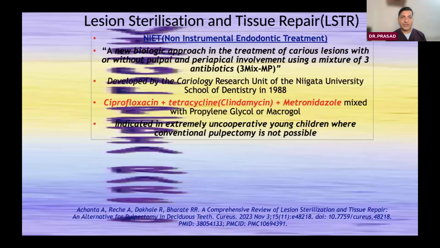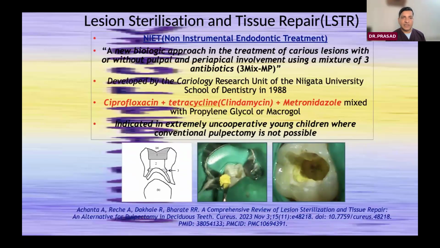Now we know the side effects of tetracycline, so it has been replaced with clindamycin. So you have a combination of ciprofloxacillin, tetracycline, and metronidazole, mixed freshly with propylene glycol or macrogol. These antibiotics have to be mixed in propylene glycol or macrogol on the spot, that is freshly. Indicated in extremely uncooperative young children where conventional pulpectomy is not possible. So it is not something which is very strongly recommended, because we don't find a lot of good evidence in terms of repair of the bony lesions.